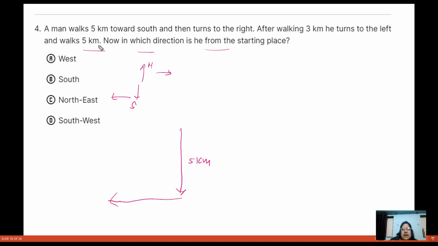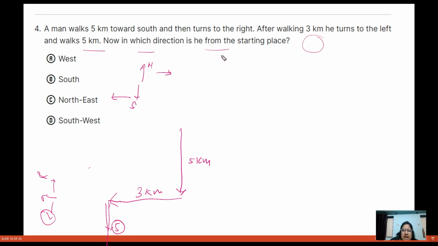After walking 3 kilometers, he turns to the left. Now he is walking 3 kilometers here. Now what is left here? Because if you are facing this direction, then your right will be this side and left will be this side. So after walking 3 kilometers, he turns to the left and walks 5 kilometers.